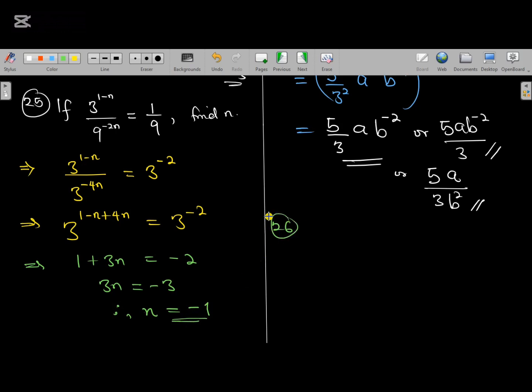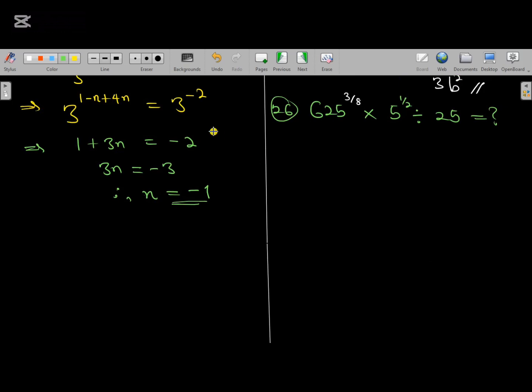So number 26. Okay, sorry, the last operation here is not multiplication, it is division. Here again I have something that looks like the exercises I've been giving you, and I would like you to also do this one. Of course it's very straightforward. 625 to the power of 3 over 8 times 5 to the power of 1 over 2 divided by 25. Everything here can be expressed in base 5, so you should be able to do that. So permit me to go to the next one, which is 27.